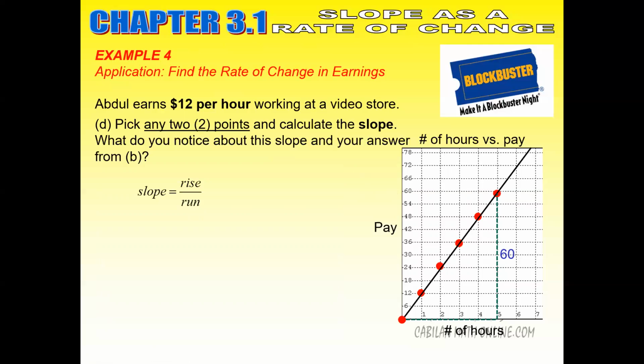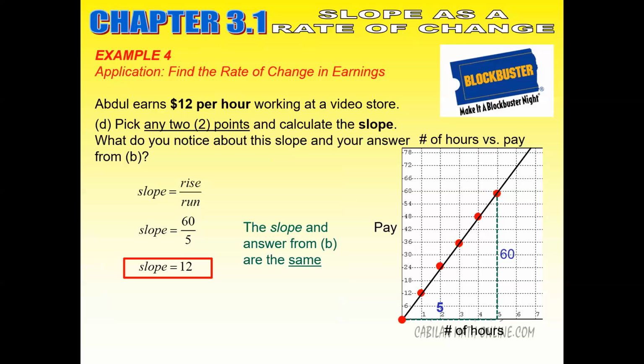Now the run here, you're going to see here that if you take a look at this green line, okay, when I go across and I look at the corner here, notice that what I have there is the number 5. So that will be the run. So what we have here will be a rise of 60 and a run of 5, which gives us a slope here of 12. Okay, so you can see here that the slope and answer from B are exactly the same. So this just wraps up what I mentioned, is that slope and rate of change are exactly the same thing.